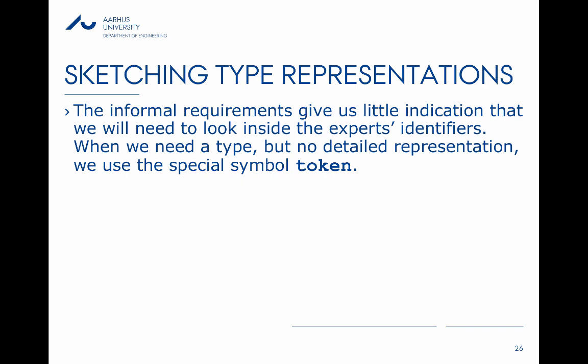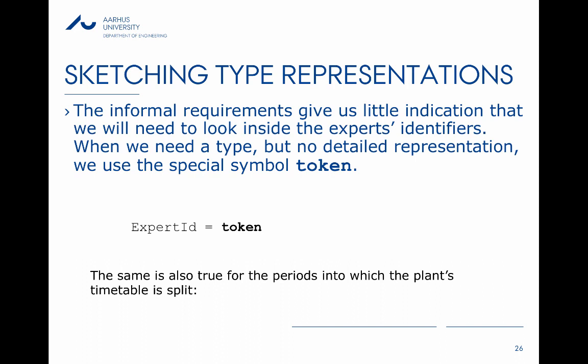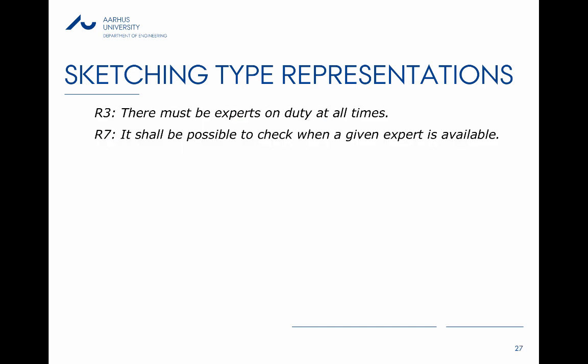Token is something we would use where the informal requirement doesn't tell us how the identifiers should be. So we want to leave freedom to whoever is going to implement it at some stage. So here we could say expert ID, I'll define it to be a token. And in the same spirit, it's also true for the periods in which the plant's timetable is split. These periods, we don't care how big they are or how they're identified, we just call them token.